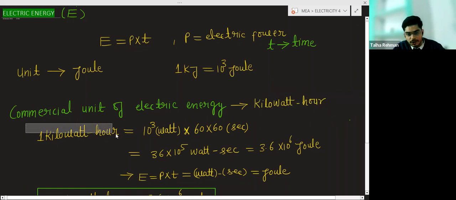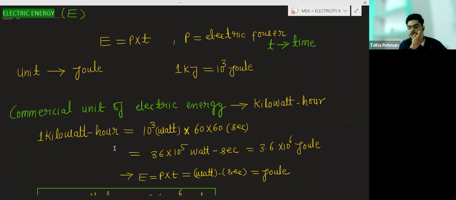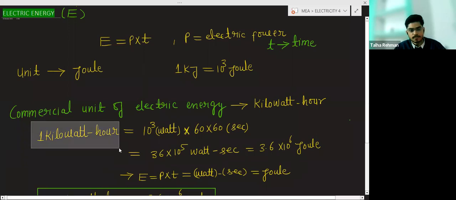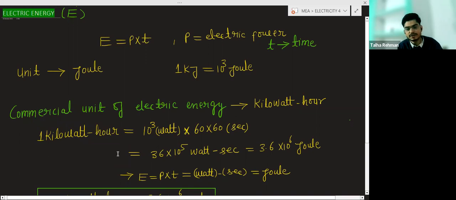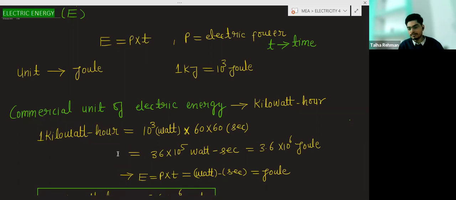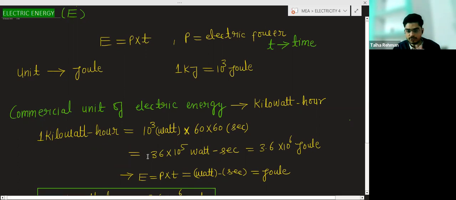Okay, and how will you convert 1 kilowatt hour into joule? Basically 1 kilowatt hour is the bigger unit of electrical energy, and this is the commercial unit of electrical energy. In general, for general purposes in our home, we use this unit. In the electricity bill, they will say that in this month, this many kilowatt hours of energy you have consumed.